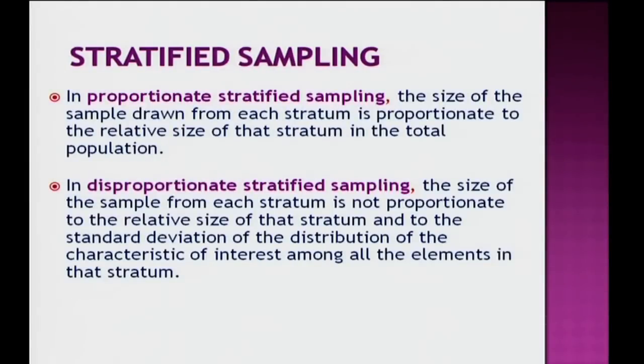This stratified sampling can be proportionate or disproportionate. In proportionate sampling, the size of the sample drawn from each stratum, a single segment being a stratum, is proportionate to the relative size of the stratum in the total population. Whereas in disproportionate sampling, it may not necessarily be the relative size that is selected.